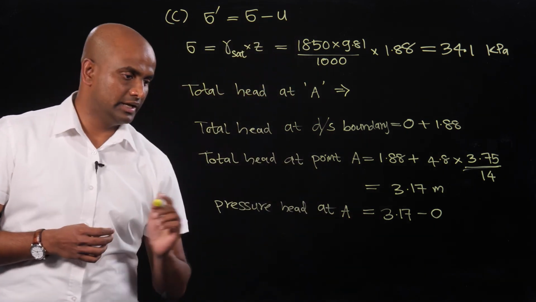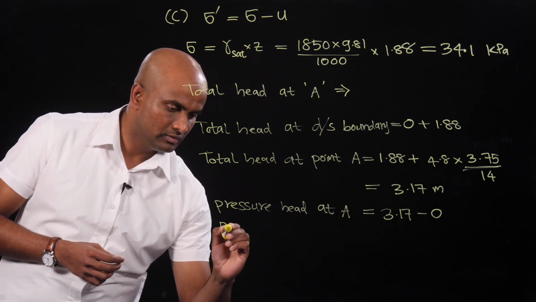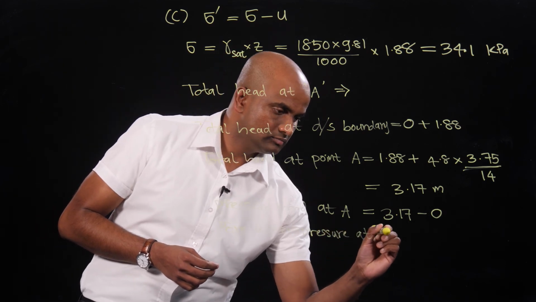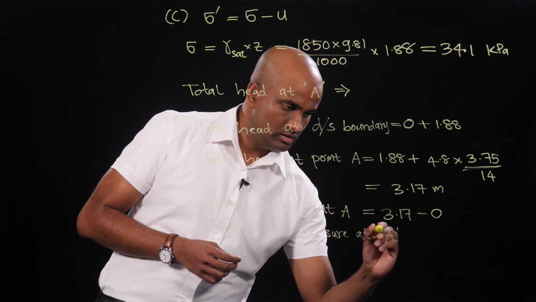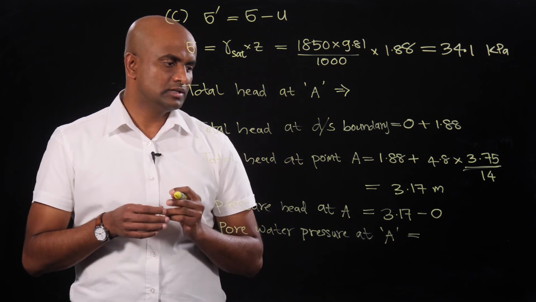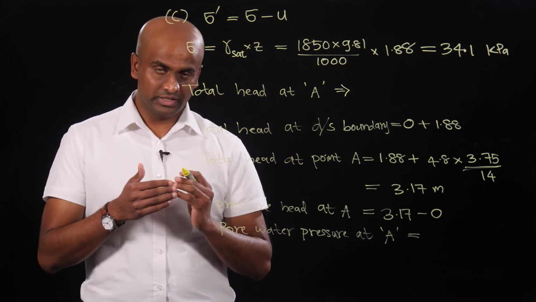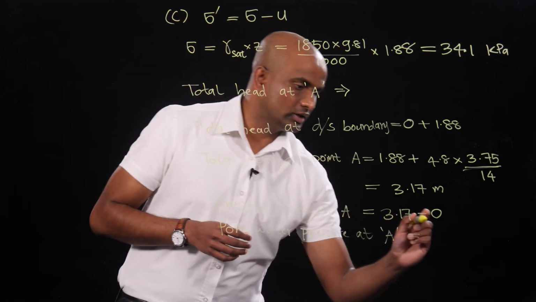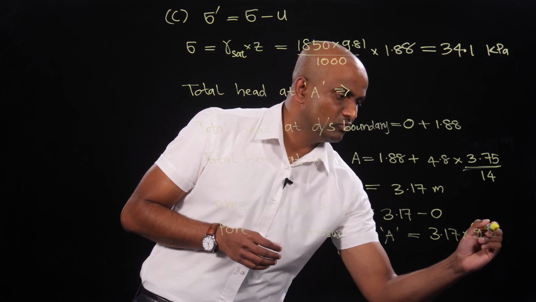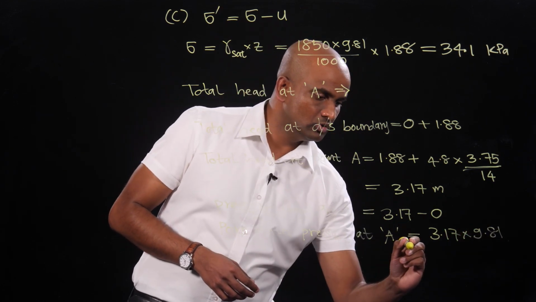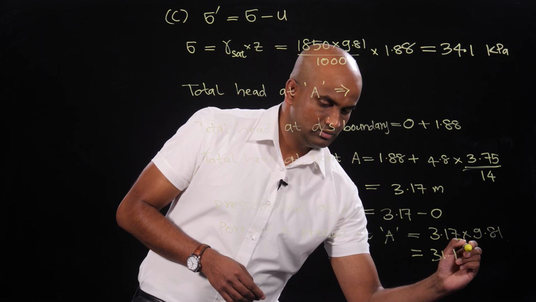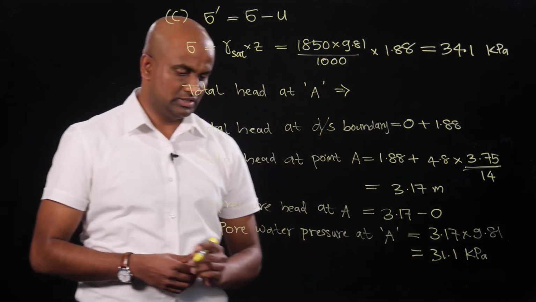Once you know the pressure head, you can calculate the pore water pressure at A. Pressure head means the pore water pressure divided by the unit weight of water. So your pore water pressure is the pressure head multiplied by the unit weight of water, which is 3.17 multiplied by 9.81. That will give you 31.1 kilopascal. So that is your pore water pressure.